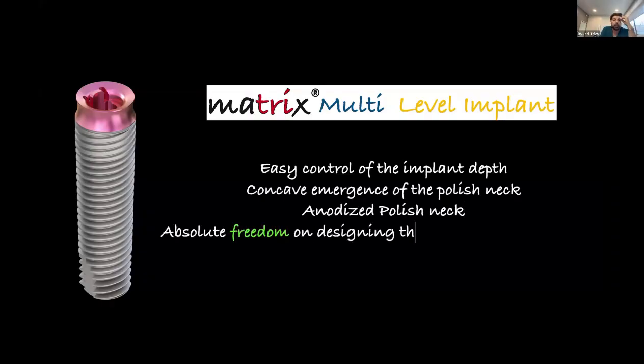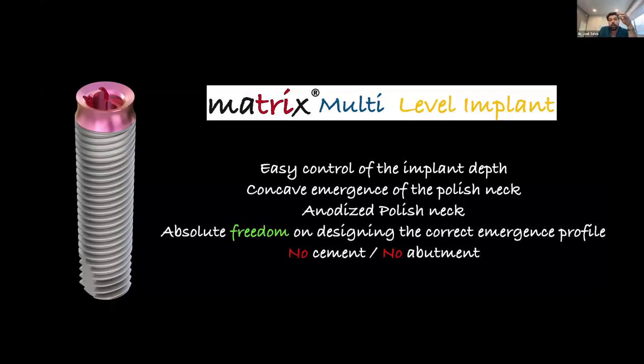So this equation always was one thing against the other, and this was the first time I saw a solution for that problem, because now with the matrix you can easily control your implant depth. That concave emergence polished neck is 1.8, meaning that you can lower or raise that according to the tissue height. You have an absolute freedom on designing the correct emergence profile from there on, so there's no more limitations anymore, and there's no cement anymore, okay?